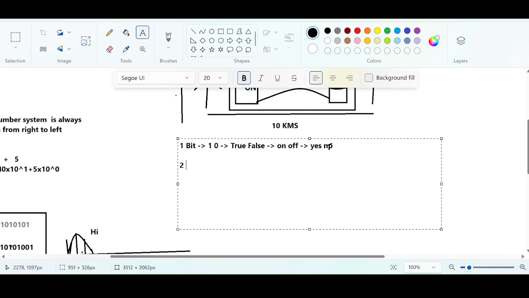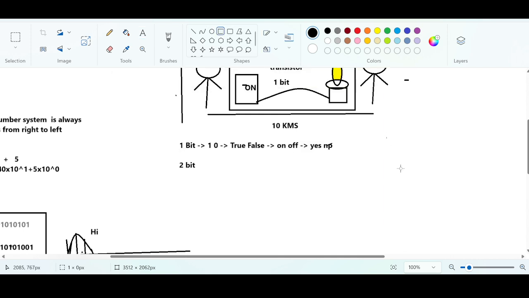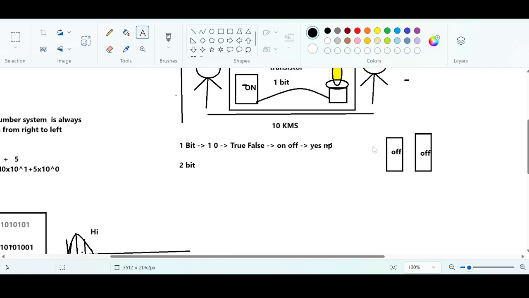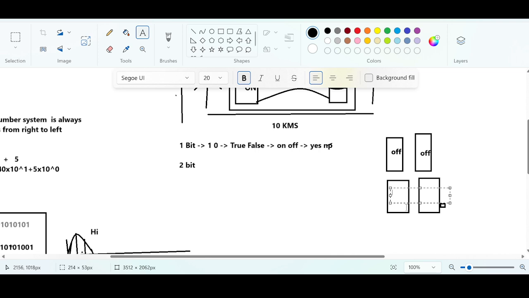If you use 2 bits, 2 bits are like two electrical switches. Imagine like this. You can keep two switches. What are the possible combinations? You can keep both switches off. This is one of the possible signals. And you can also keep one on and the other one off. Another possible signal, off and on.